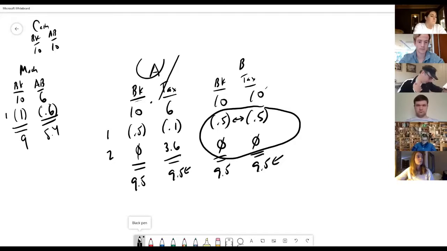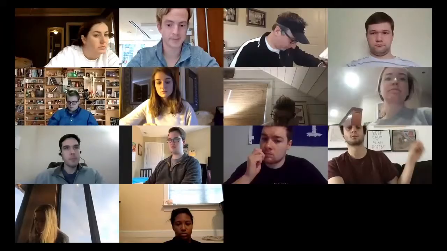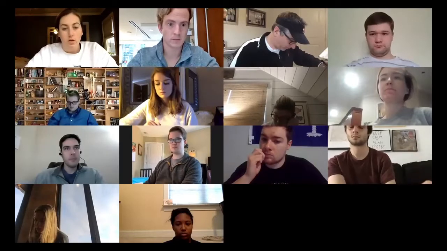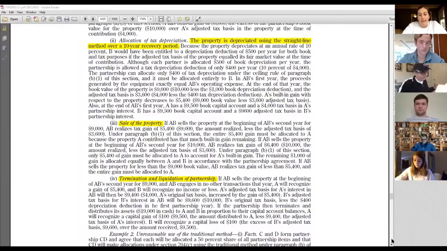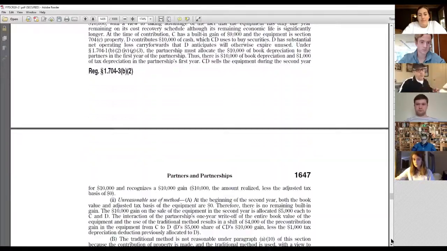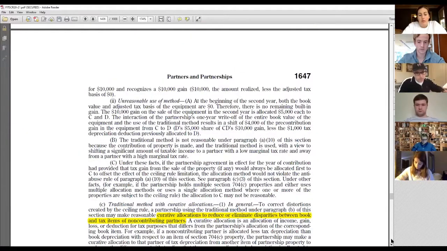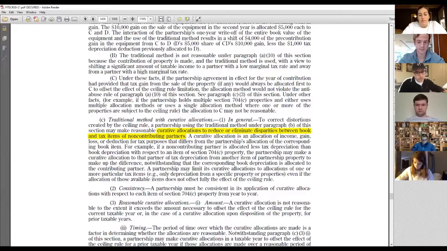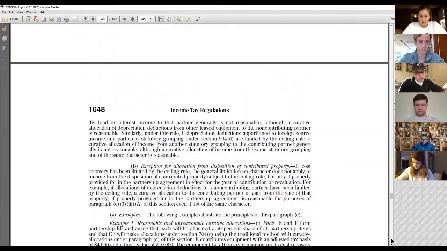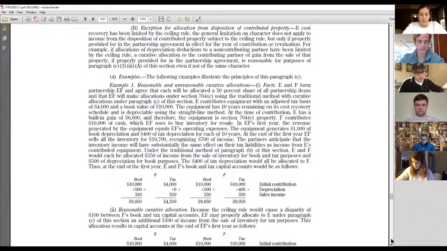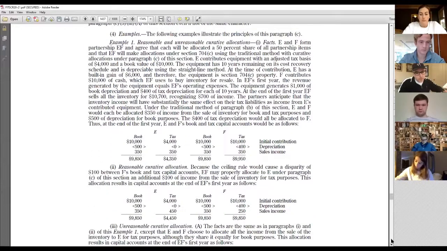Okay, any questions on that? All right, well, let's go to another problem. In the regs, go to dash 3C, traditional with curative. Let's go to the example, dash 3C4, example 1.